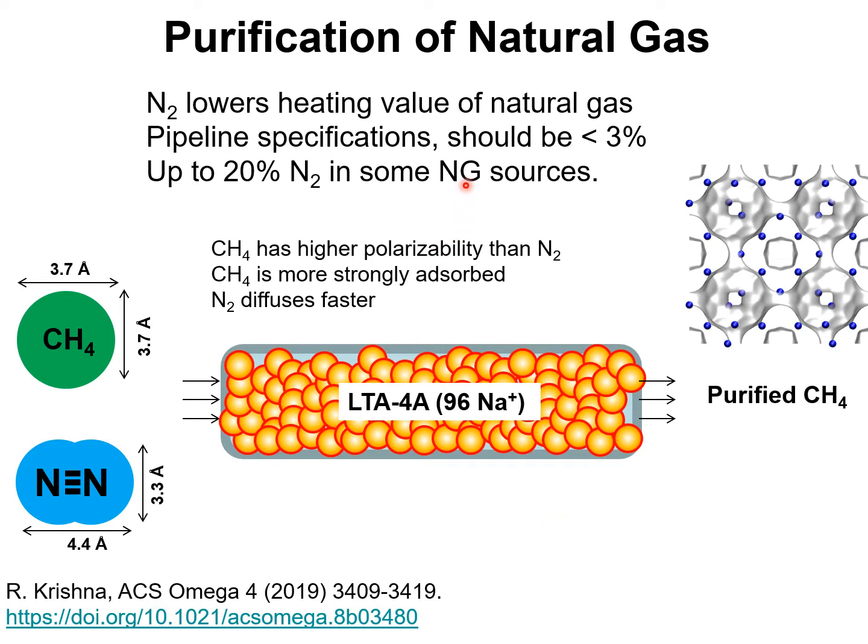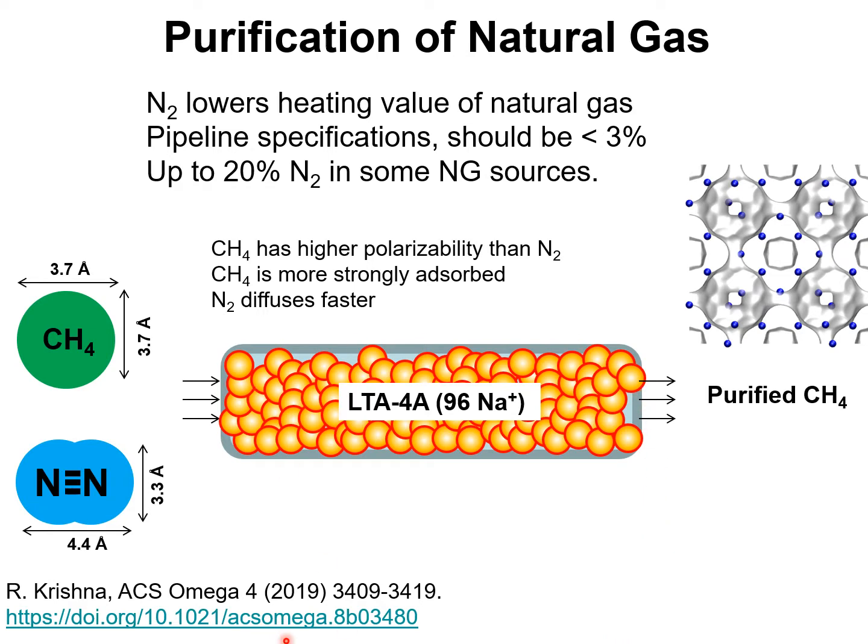In many natural gas reserves, we have about 10% nitrogen present. Now, the presence of nitrogen lowers its heating value, and therefore pipeline specifications for natural gas specify a maximum of 3% nitrogen. Therefore, we need to selectively remove the nitrogen from natural gas. And this separation is usually carried out in fixed beds.